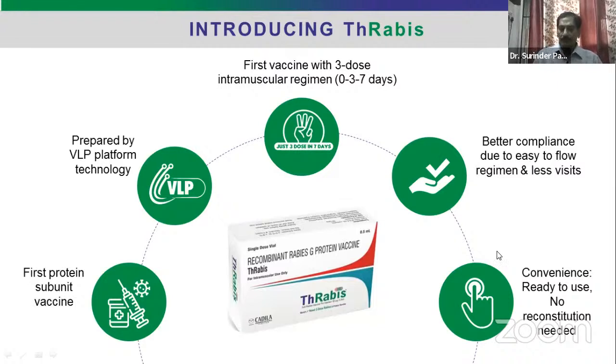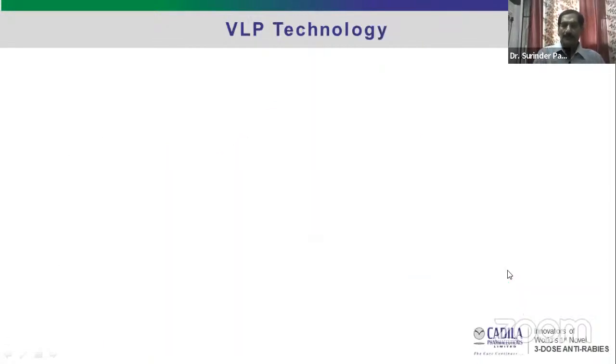No need to reconstitute the powder. When we get the other vaccine, the cell culture vaccine, generally we have to reconstitute the powder form into the liquid form and give the injection. Sometimes some of it is wasted, and it does not go properly inside the patient's body.